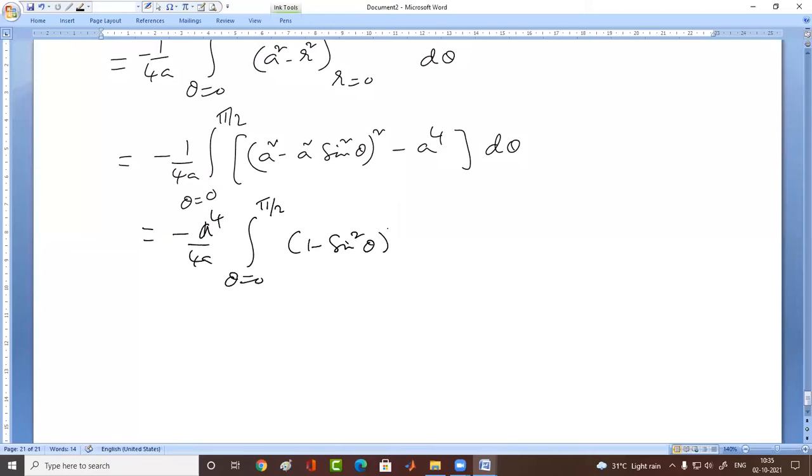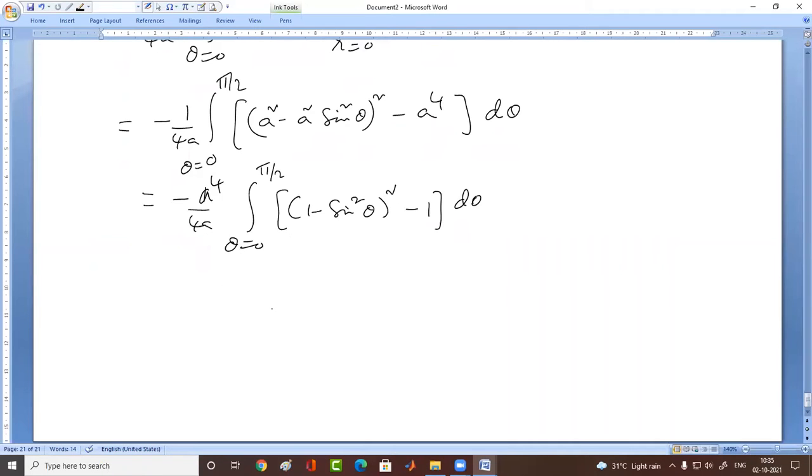Sin square theta whole square minus 1. 1 minus sin square theta is cos square theta, minus a cube by 4, theta is 0 to pi by 2. Cos square theta, that is cos power 4 theta minus 1 d theta.